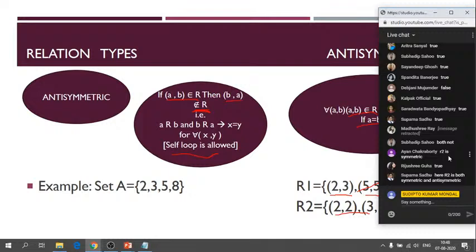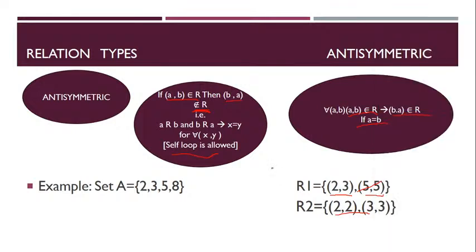Suparna is mentioning whether R2 is symmetric or not. Most probably in this slide itself she is commenting. Yes, R2 is symmetric because of 2 2 and 3 3, but in R1 only 2 3 is there. That's why it is not symmetric. But R2 is symmetric as well as antisymmetric. Fine. So next, after antisymmetric, there is a similar type, that is known as asymmetric.